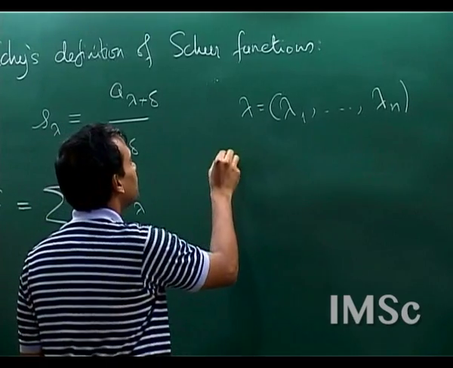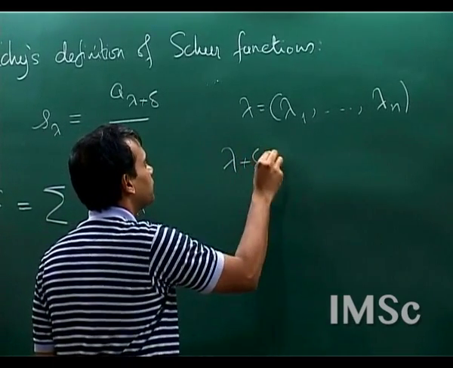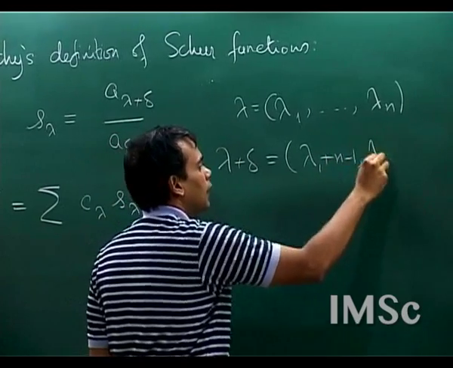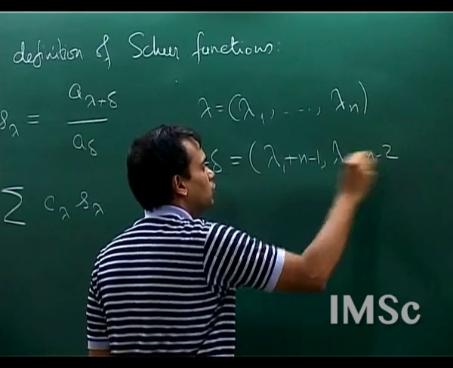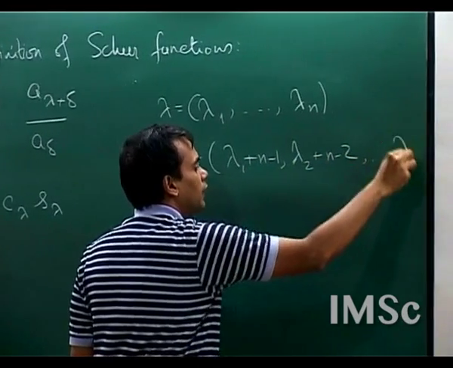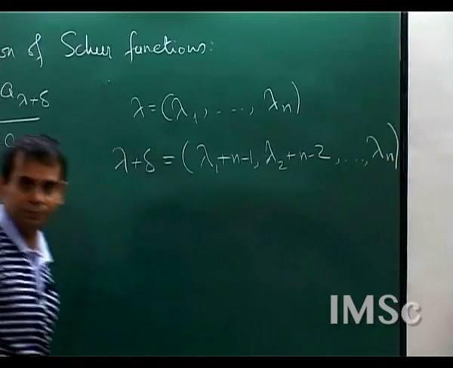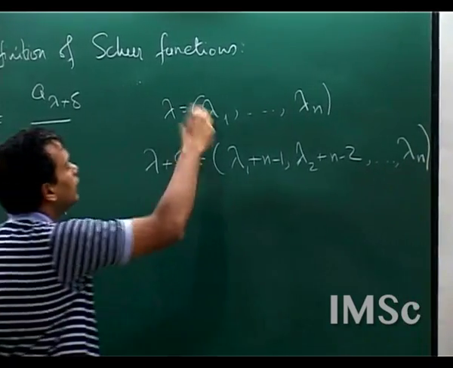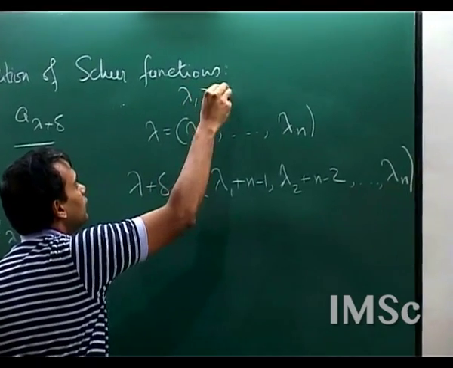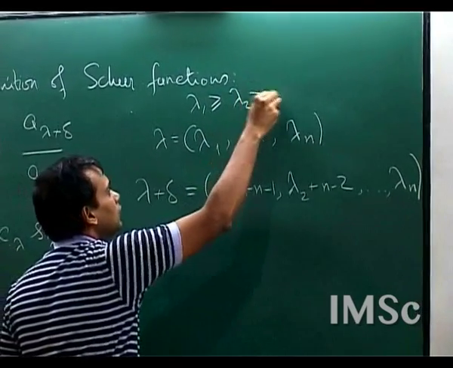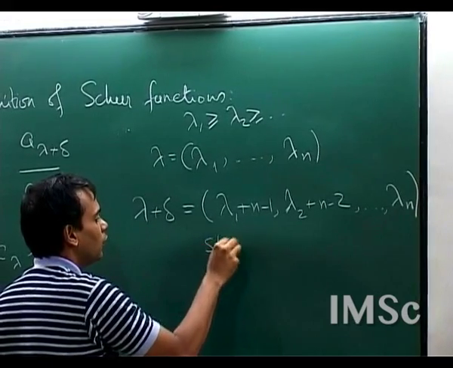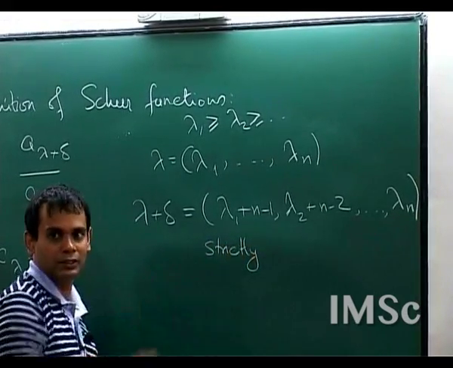And lambda plus delta therefore is lambda 1 plus n minus 1, lambda 2 plus n minus 2, all the way to lambda n plus 0. When you take a partition, you take lambda 1 greater than or equal to lambda 2 and so on. And here we will have that these are in strictly decreasing order because you are adding numbers which are in strictly decreasing order.